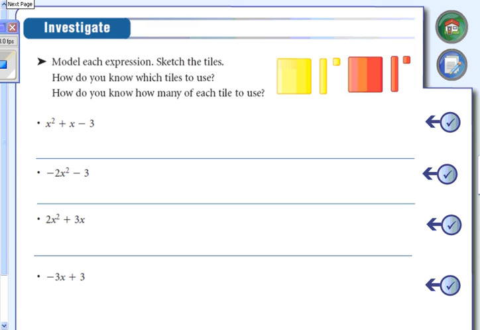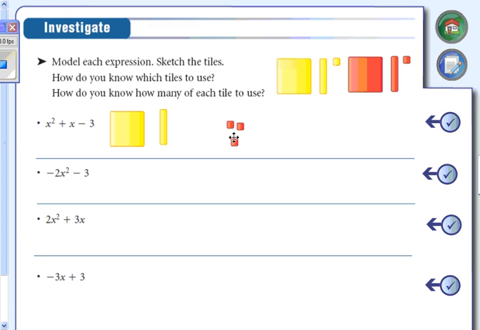So we want to model some things. How would I model this? If you notice, I have an x squared and an x and then negative 3. This is my x squared tile, so there's 1 x squared. To get an x is different, it's one of these tiles. So this would be my x. And then I want a negative 3. I'm not going to use a yellow tile because the yellow tile represents a positive, so I'm going to use the red tiles for a negative 3: 1, 2, and 3. So this would represent x squared plus x minus 3.